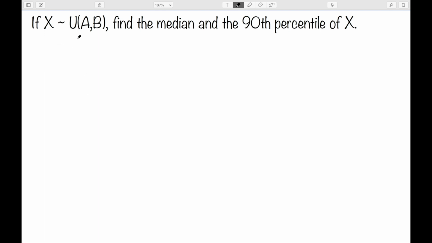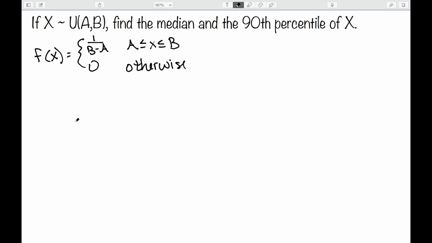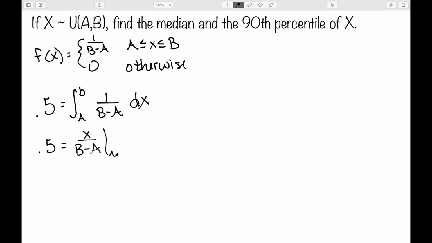Next, let's consider the random variable given by the uniform distribution on a to b. I want to find the median and the 90th percentile. In this case, our PDF is given by f of x is equal to 1 over b minus a, if x is between a and b, and 0 otherwise. So for the median, we need 0.5 to be equal to the integral. Our interval starts at a. We don't know where it ends. I'm going to use a lowercase b here. Of 1 over b minus a dx.